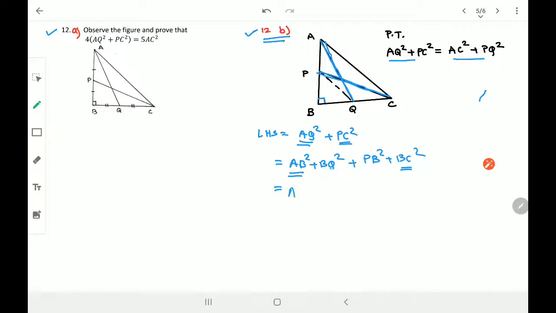If you look at the diagram, what is AB square plus BC square equal to? Please check and tell me. BQ square plus PB square. I just separated or rearranged them. AB square plus BC square. What is AB square plus BC square? Yes, AC square. Plus BQ square plus PB square is PQ square. Pythagoras theorem. And that's what your RHS is. So you can do it in this way.